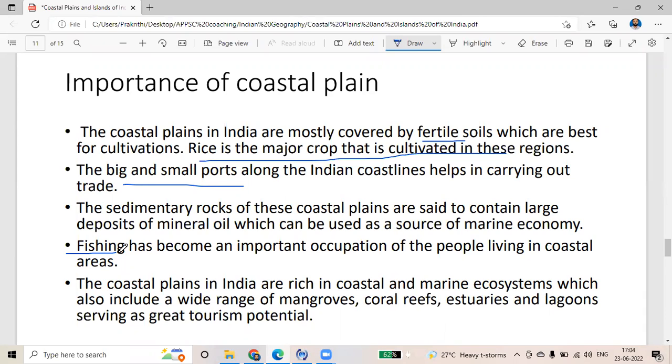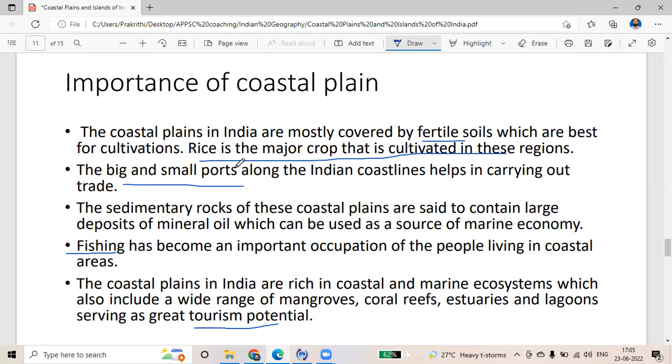Then we have marine products. In this area, we can have multiple marine products that you will get from this coastal plain area, and this area is also potential for tourism. Backwaters and lagoons can be used for boating and recreational purposes. So these are the importance of the coastal plains.